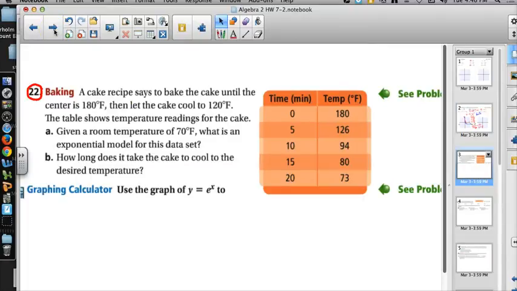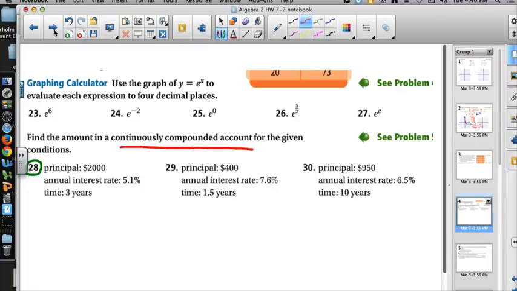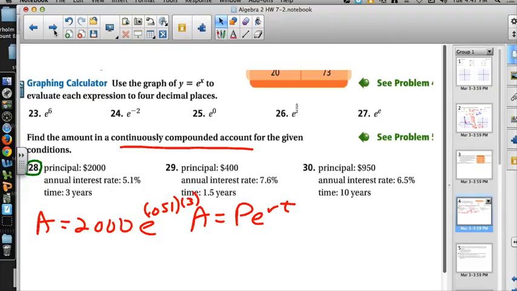The next one involved, we're going to talk about continuously compounded. And remember, continuously compounded uses Euler's number. And that is the stinky green shampoo formula, PERT. So there it is. And this one says our principal is 2,000. And then we have e to the interest rate 5.1, so that's going to be 0.051 and the time of 3 years. So we're going to need 2,000 times e to the 0.051 times 3 power.